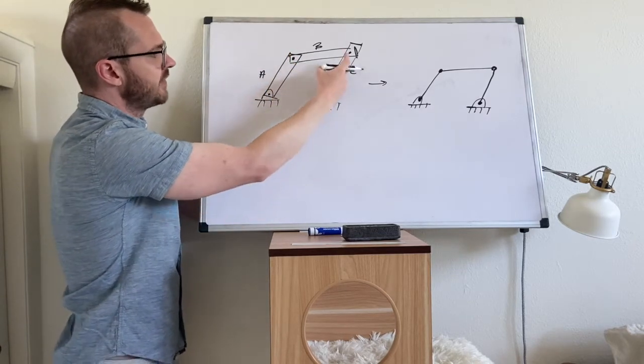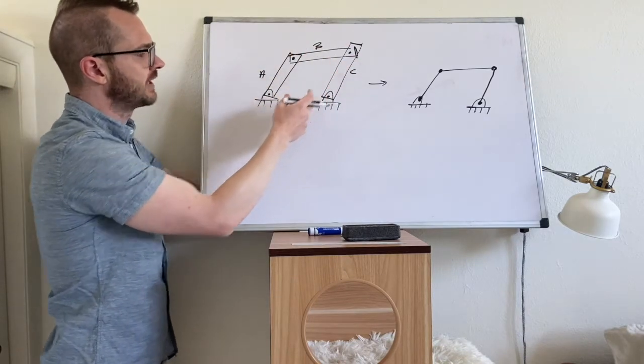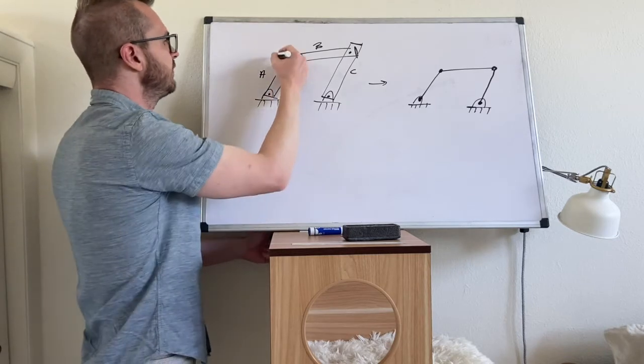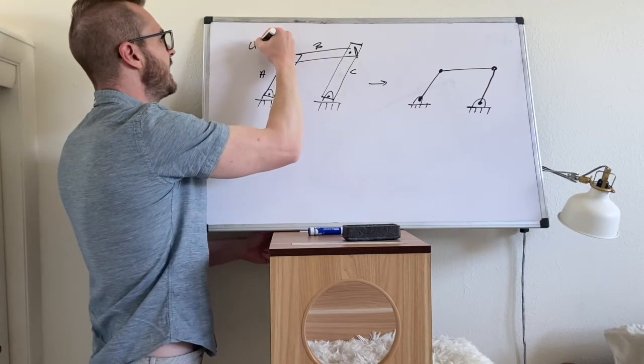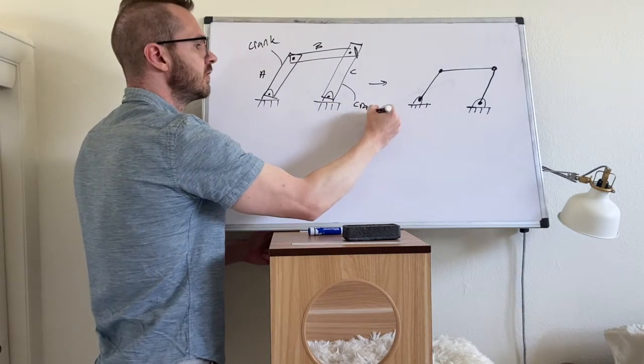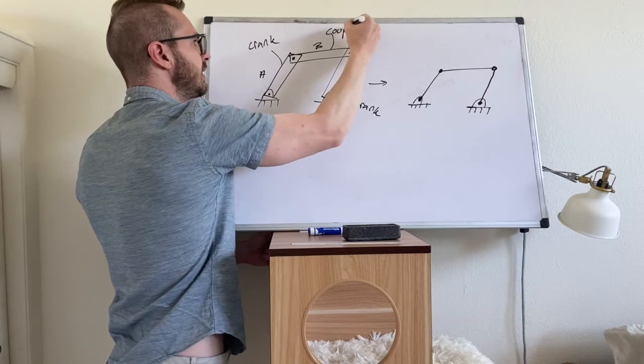And it just so happens that the ends, or somewhere along these linkages, A and C are connected via this body in the middle. Now, these all have names. A and C are both cranks. And then B is called a coupler.